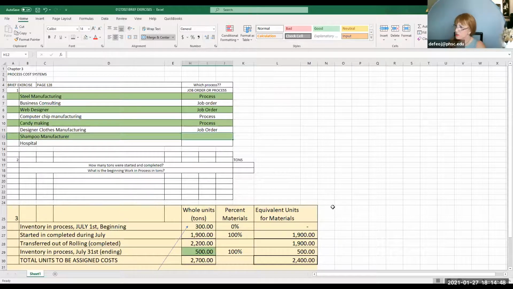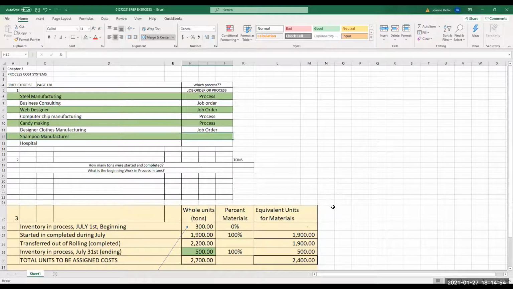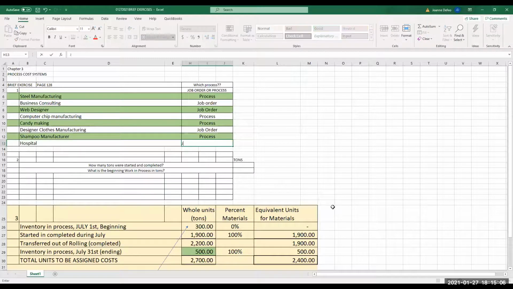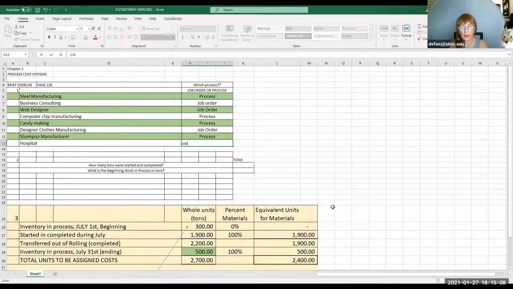All right, what about a shampoo manufacturer, Clay? If they're making the same shampoo, then it would be process. Yep, that's right. What about you, Flavia? Are you there? Yes, ma'am, I am. What do you think for a hospital? Yeah, that's a job order. Very good. Job order, excellent. That was a good job out of everybody.